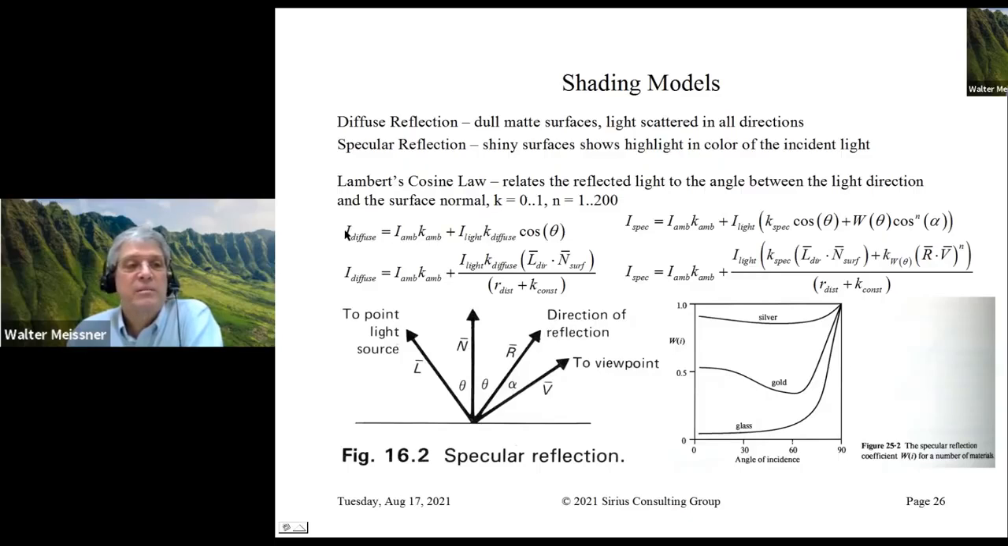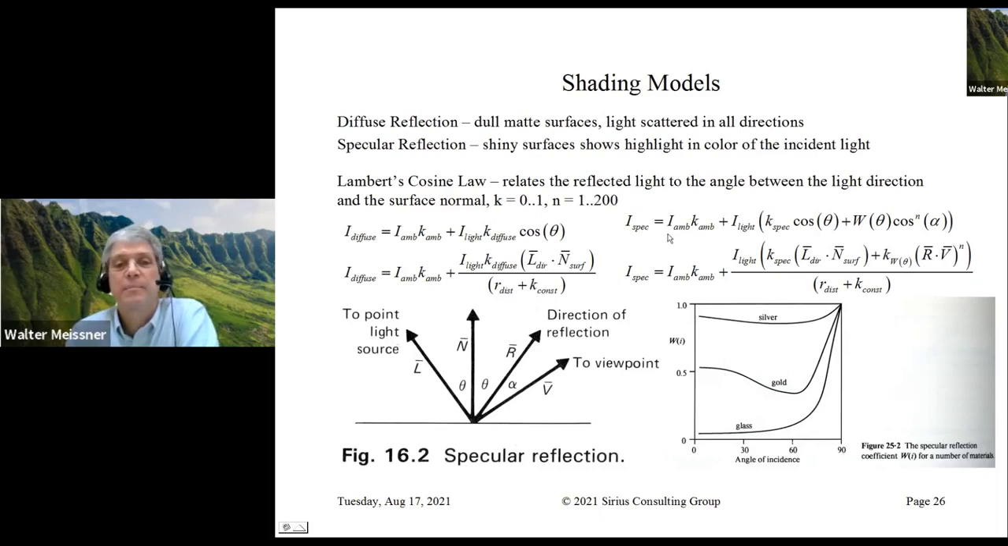So in the diffuse case, the illumination is the ambient illumination times the K factor for ambient, plus the illumination of the light times the diffusion factor times cosine theta. So this is dependent on how the light source is positioned relative to the normal. And of course, cosine theta can be rewritten as a dot product between the vector L and the surface normal. And because light falls off as 1 over r squared, or really 1 over the distance, they use the distance r to simulate that, but it doesn't quite work as well, and they add a constant of some value to get the effect that they want.